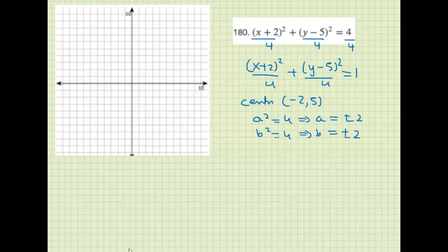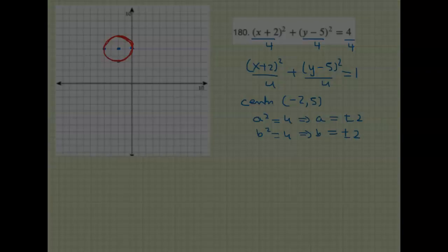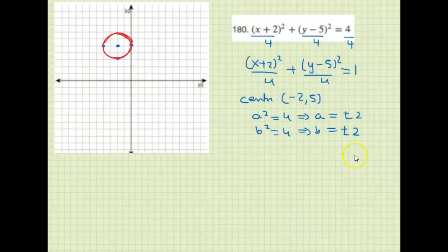So let's grab the center, (-2, 5), right here. And then I go 2 left, 2 right, 2 up, and 2 down. Then we make as nice a circle as we can, which is sometimes difficult. There it is. This is a circle with radius 2 and with the center at (-2, 5). All right. Let's get this one on here.